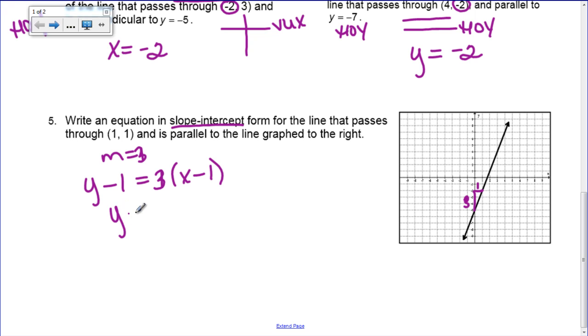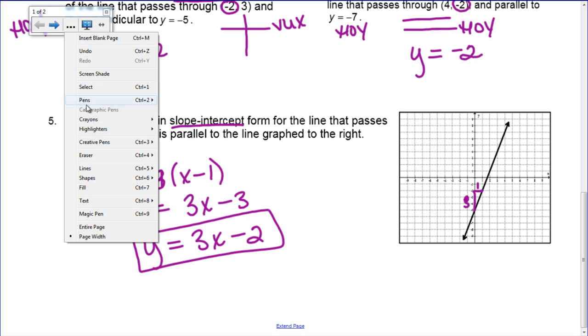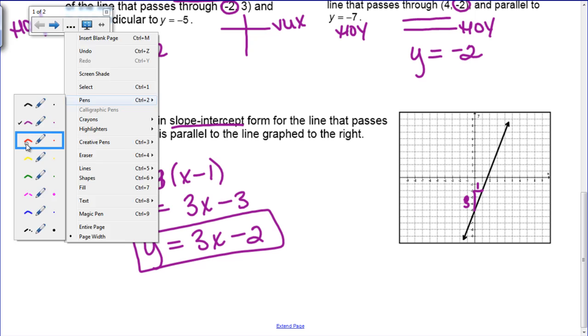So I have y minus 1 is equal to 3x minus 3. We want to get y by itself, so I'm going to add 1. So I have y is equal to 3x minus 2. This right here would be the equation of the line that's going to be parallel to that one. And if I graph it, it should be parallel. And you can test it real easy by getting out a pen and actually graphing it.